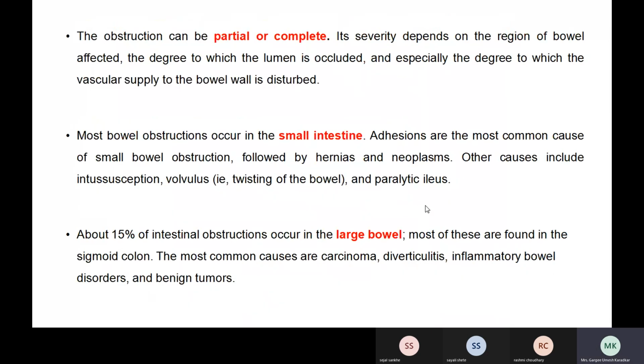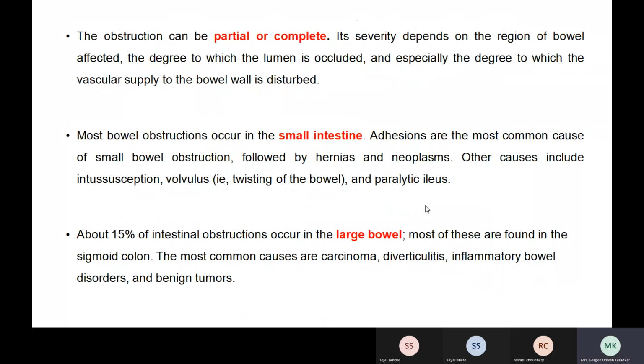So this obstruction can be either a partial type of obstruction or complete. Okay, but its severity will depend upon how much lumen is obstructed, and especially the degree to which the vascular supply to the bowel is disturbed. Right. So we said the two processes: it is mechanical, and secondly it can be functional, and it can be partial or it can be complete. Fine. So most bowel obstructions occur either in the small intestine or in the large.